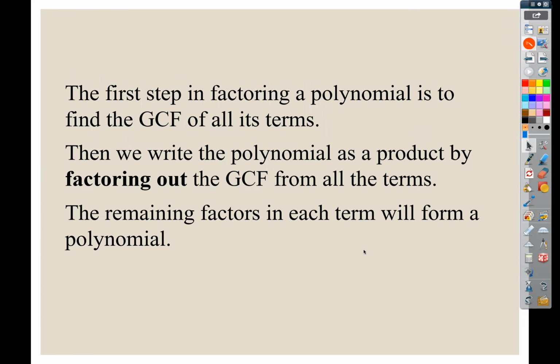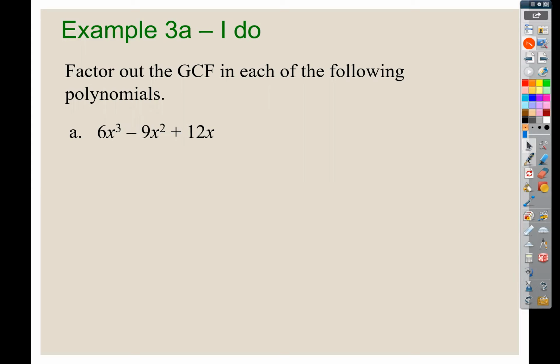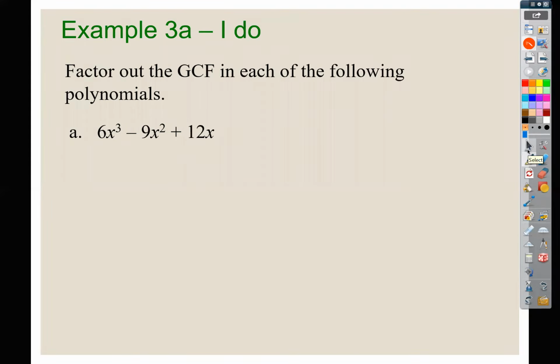The first step in factoring a polynomial is to find the GCF of all its terms. Then we write the polynomial as a product by factoring out the GCF from all the terms. The remaining factors in each term will form a polynomial. So watch. Example 3, factor out the GCF in each of the following polynomials. All right, what is the biggest number that will go into 6, 9, and 12? 3. How many x's do they all have in common at least? They all have at least 1 x.